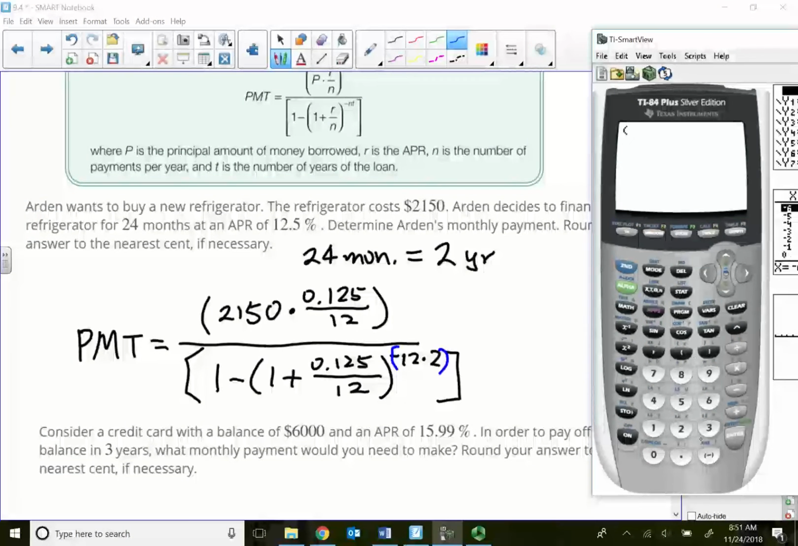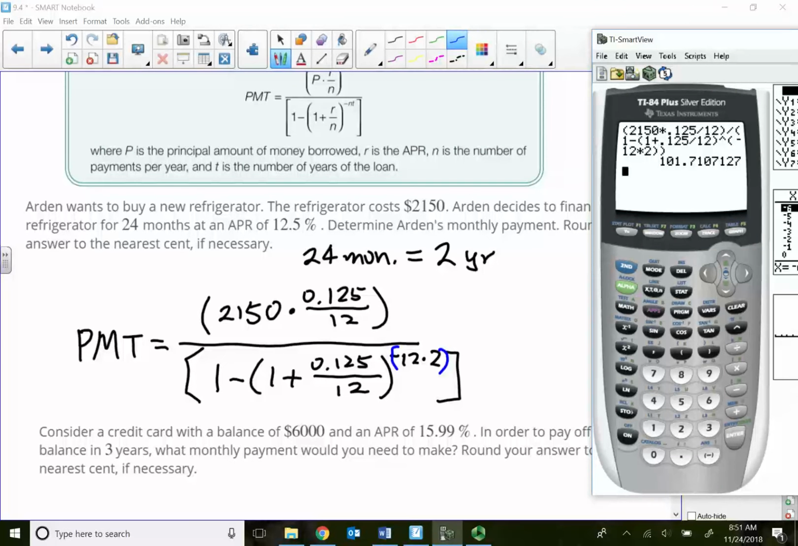So parenthesis, 2150 times 0.125 divided by 12. Close parenthesis for the numerator, divided by, all right, bracket, open a parenthesis, 1 minus, open parenthesis for the 1 plus 0.125 divided by 12. Close parenthesis, exponent, raising to, open the blue parenthesis, negative 12 times 2, close the blue parenthesis and close the brackets.